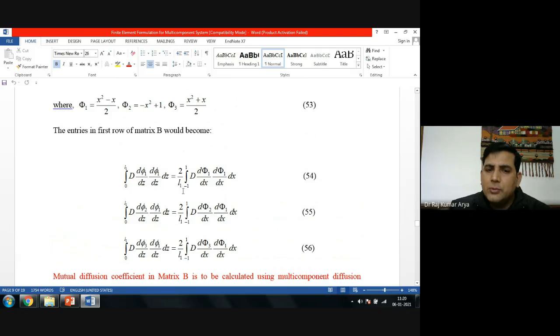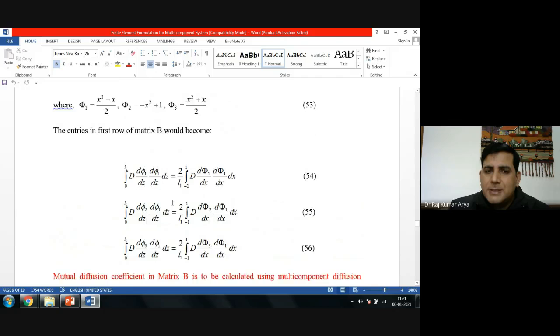This will become 2 by L1, because one factor will come from dφ/dz and the other factor would come from dφ/dz again. So you will get 2 times. Practically you will get a factor here of 2 by L. Okay. You change this and check whether you get this or not.